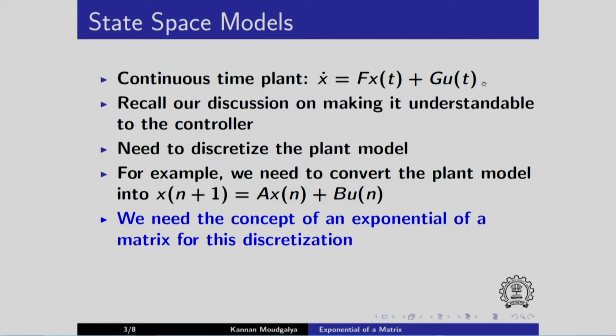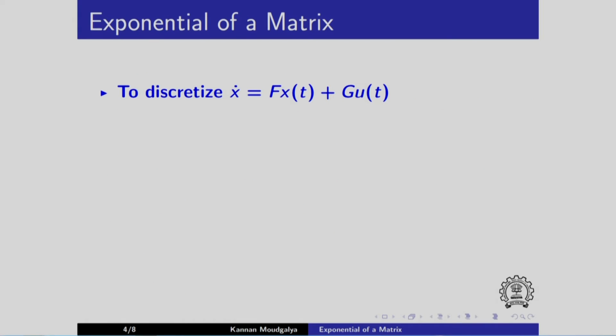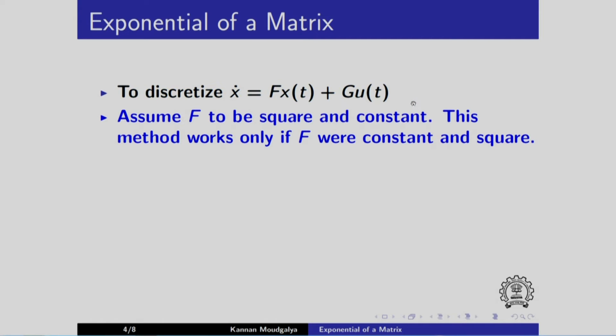How do we go from continuous time plant to discrete time plant? We do that using the exponential of a matrix. If the plant is naturally discrete time, of course we can skip this step. So let us start with discretization of x dot equals fx plus gu. These are all continuous functions of time, and we also assume f to be square and constant. This method will work only if f were constant and square.